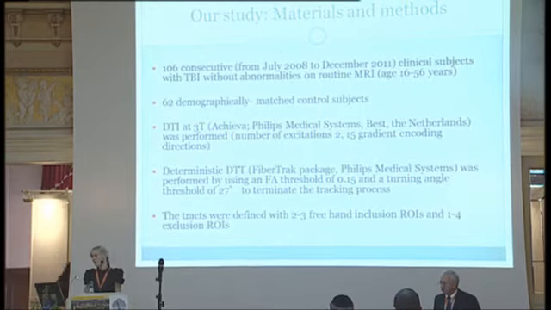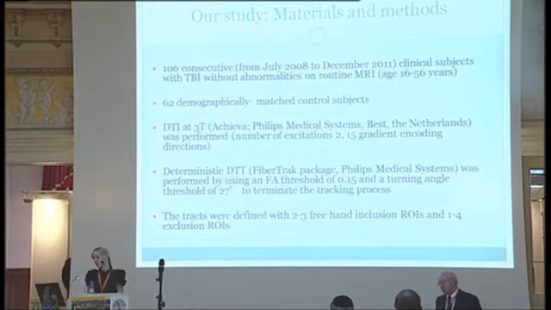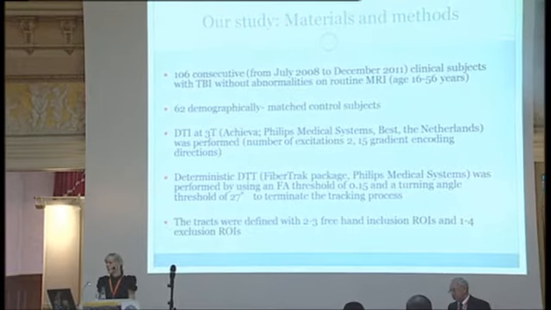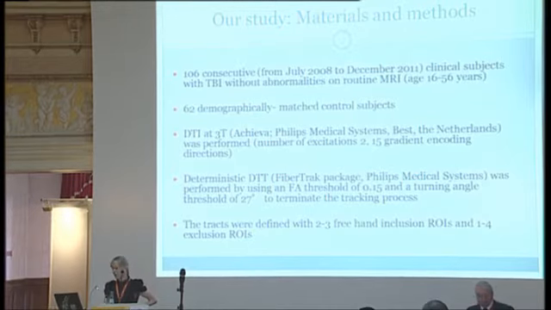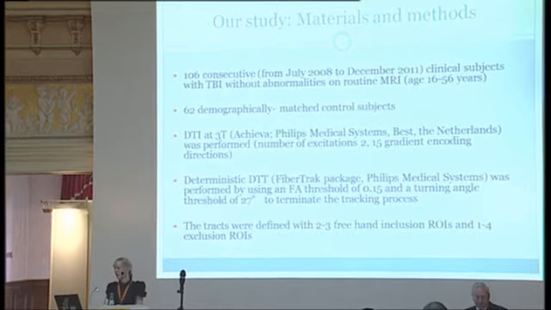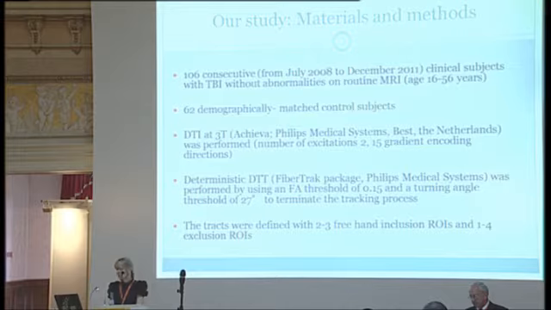We studied 106 consecutive clinical subjects with traumatic brain injury without any trauma-related abnormalities on routine MRI, and 62 demographically matched control subjects. DTI at 3 Tesla was performed for all with Philips Medical Systems and 2 excitations, 15 gradient encoding directions, which we thought were enough because all those tracts we studied were relatively large and were based on prior knowledge.